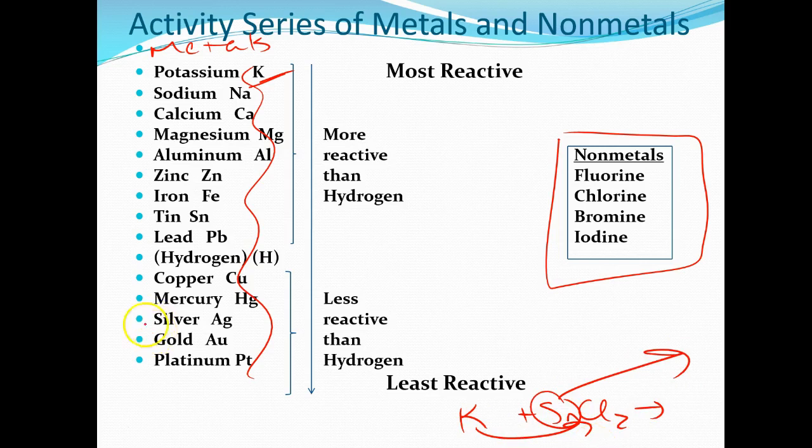If you notice down here, those three at the bottom, these guys are the least reactive. Okay, copper's down here too. Okay, they are the least reactive. This is why they're considered coinage metals. That's why people make money out of them, because they don't tend to react with anything.